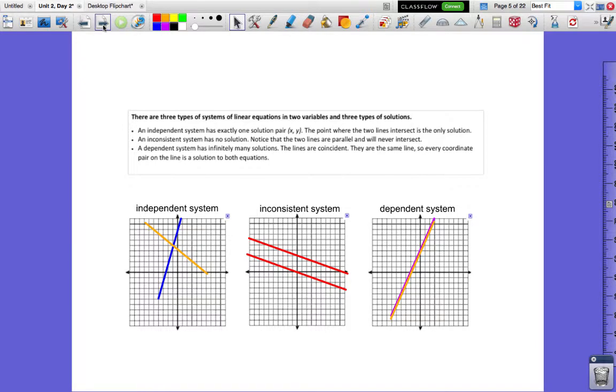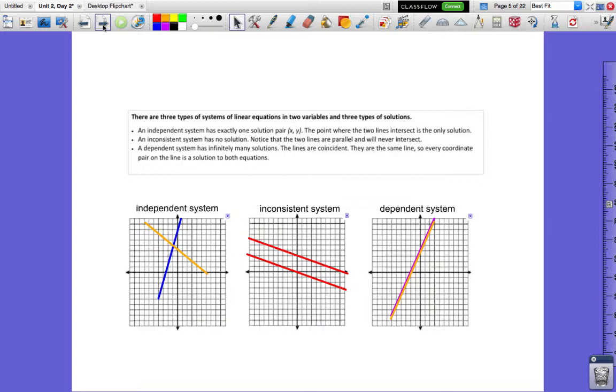You can see that in the independent system, the two lines cross at a single point. You can clearly identify what that point is, and that is an independent system with one solution. In the second example, the lines are parallel. So by definition, they never cross, and so there are no ordered pairs that are shared on those two lines. So that is no solutions.